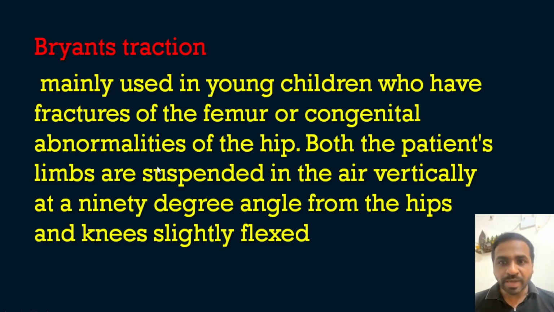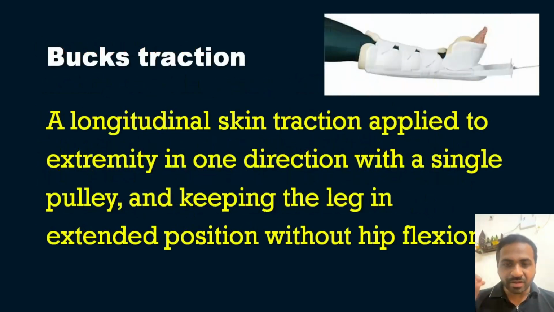Both of the patient's limbs are suspended in the air. The limbs will be suspended vertically at a 90-degree angle from the hip, and the knees are slightly flexed. So that is Bryan's traction, for congenital abnormalities of the hip and fracture femur in young children. I think Bryan's traction is understood for you.